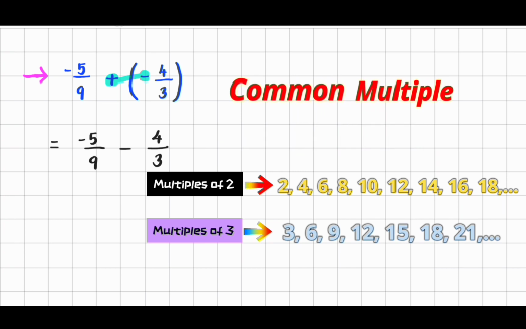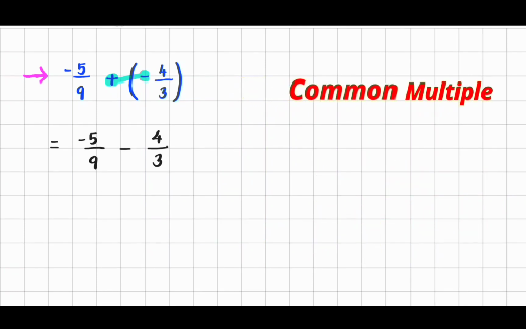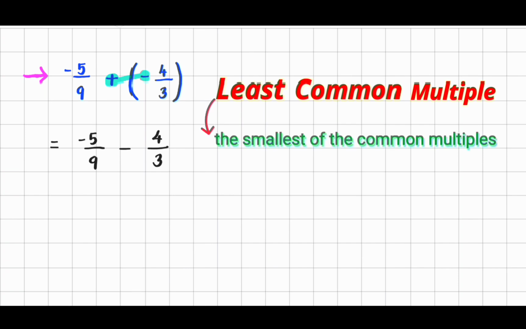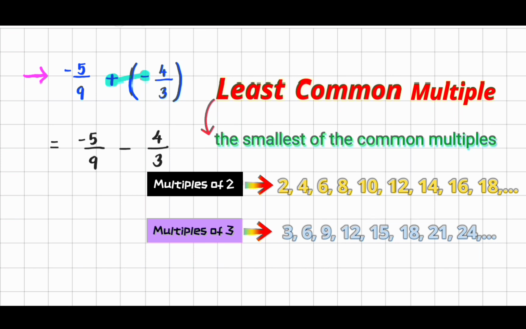Now, what is a common multiple? Say we have listed the first few multiples of 2 and 3. The common multiples are those that are found in both lists. Notice that 6, 12 and 18 appear in both lists. So, the common multiples of 2 and 3 are 6, 12, 18, 24, 30, etc. Now, what is the least common multiple? It is simply the smallest of the common multiples. In our previous example, the smallest of the common multiples is 6. So the least common multiple of 2 and 3 is 6.